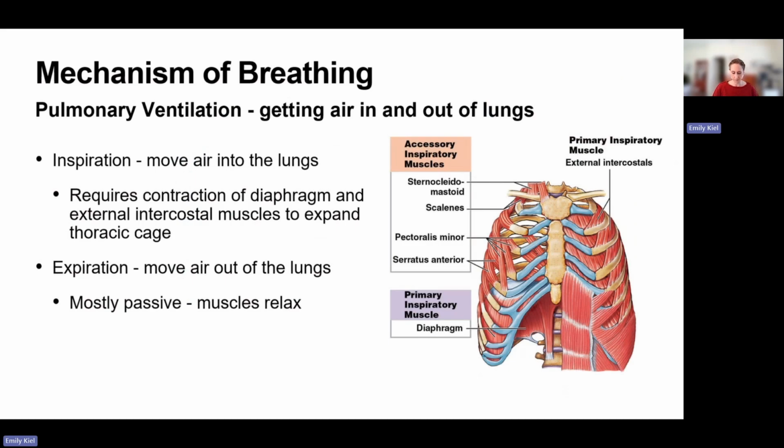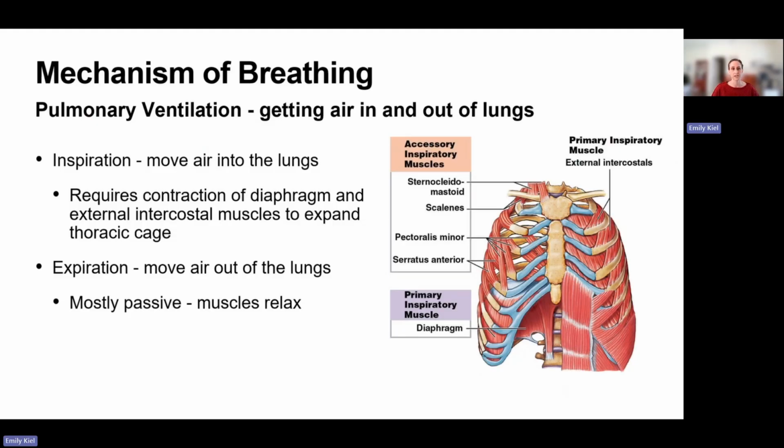So we're going to talk a little bit about respiratory physiology, and that's how do we breathe. So first, we've got to get air in and out of the lungs, and this is known as pulmonary ventilation. So we're ventilating, moving the air in the lungs. Inspiration is the word to move air into the lungs, and expiration is what we use to describe moving the air out of the lungs.